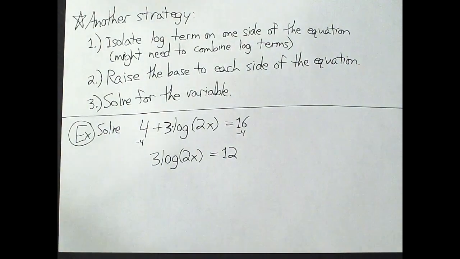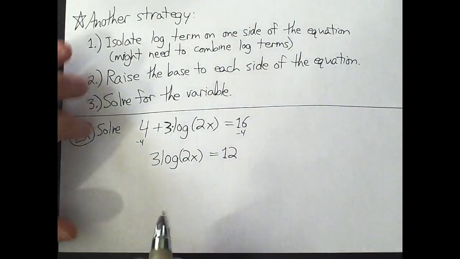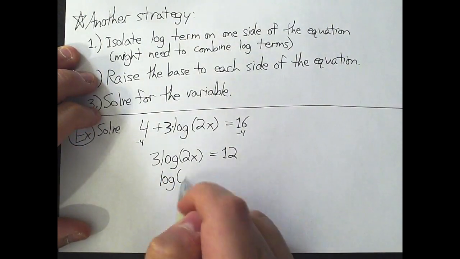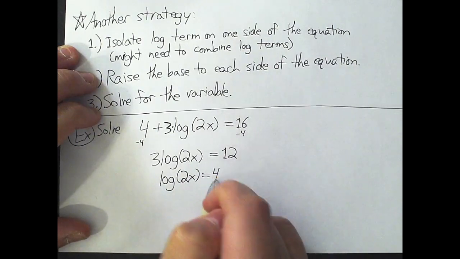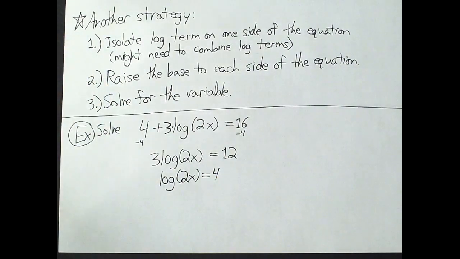Okay, and now let's divide both sides by 3. Divide both sides by 3, you get log 2x equals 4. So just by subtracting something from both sides and dividing both sides by something, we've turned this into an easier looking problem. We've turned it now into what I would call a simple logarithmic equation. We accomplished step 1. We isolated the log term on one side.